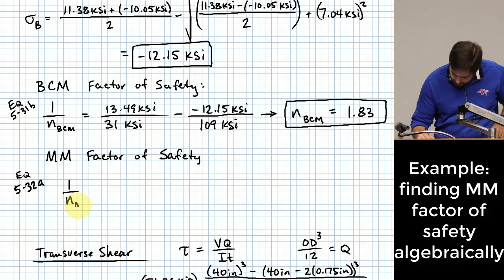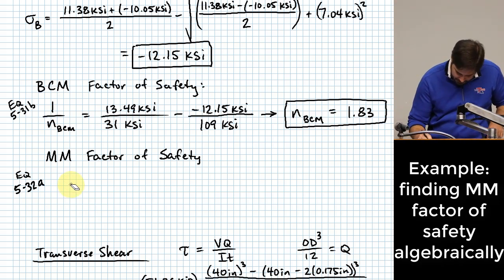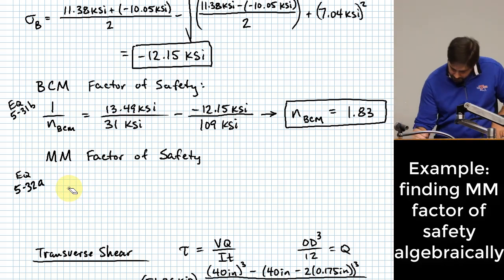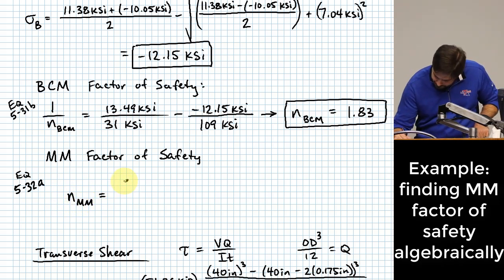One over that, actually let me see here. It's stated differently, I believe. We can just do it this way. N of modified Mohr is going to be equal to S sub ut over sigma A.